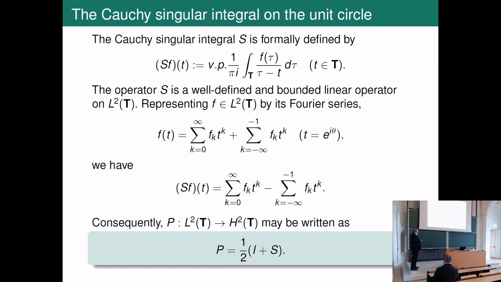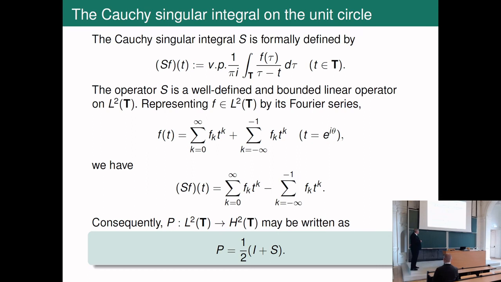And now the Cauchy singular integral operator enters the scene. The Cauchy singular integral is formally defined in this way. We take the principal value of this integral of a function f over the unit circle. You see, if t is a point on the unit circle and tau moves along the unit circle, then we here divide by 0, and so we have to consider the principal value with the hope to save something. It turns out this operator is really well defined and bounded on L2.